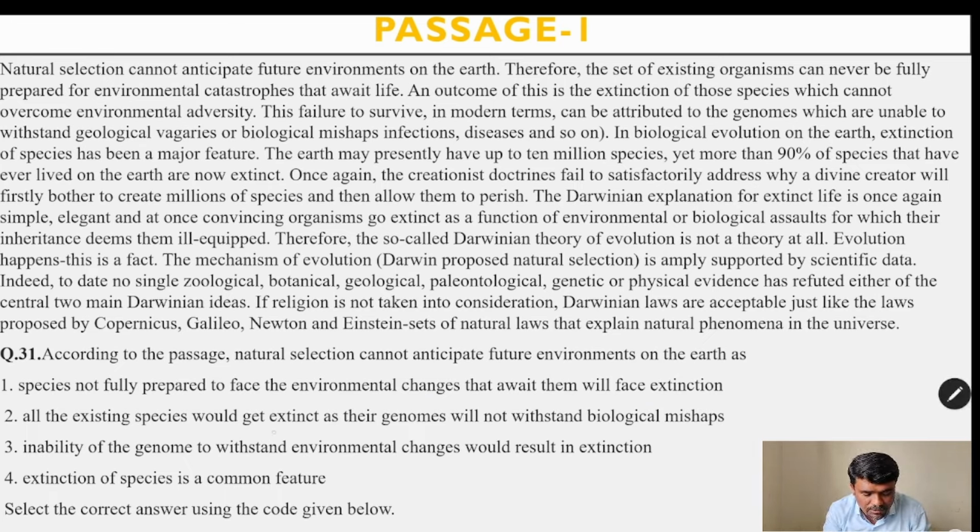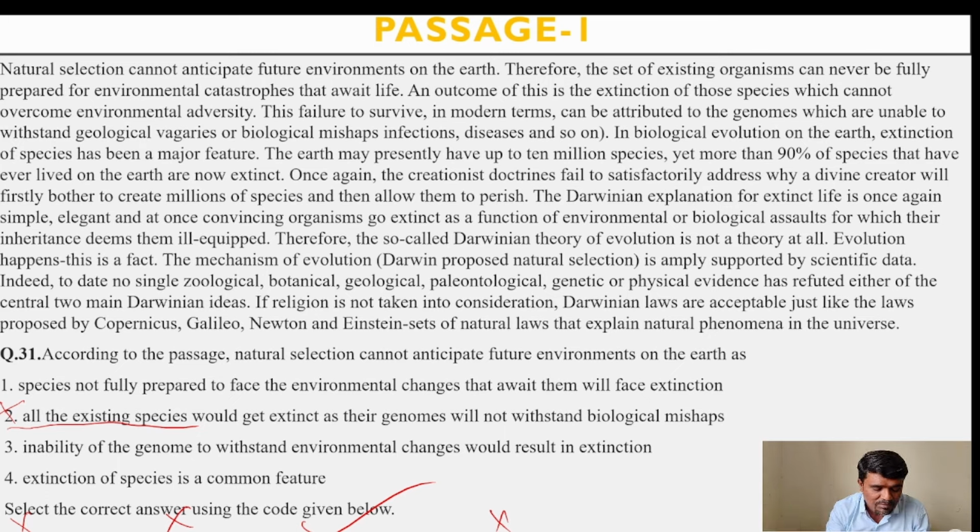All the existing species would get extinct as their genomes will not withstand biological mishaps. All the existing species simply eliminated. Okay, so option 2 is eliminated. See, why do I have to bother to read all the options? Once I am very sure that 2 is eliminated, all the options are eliminated. Simply I am left with C, 1, 3, 4.